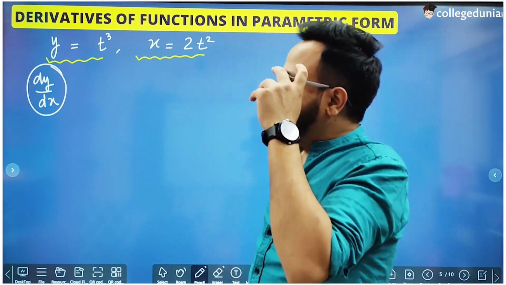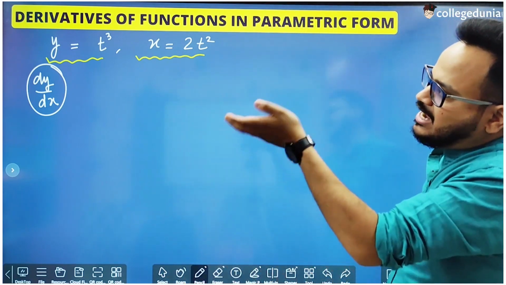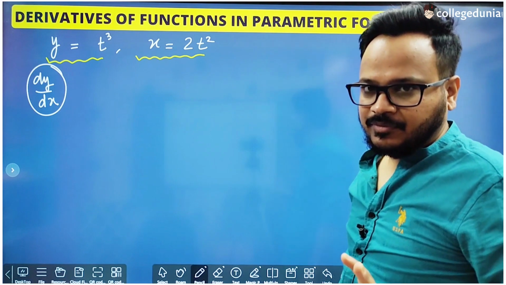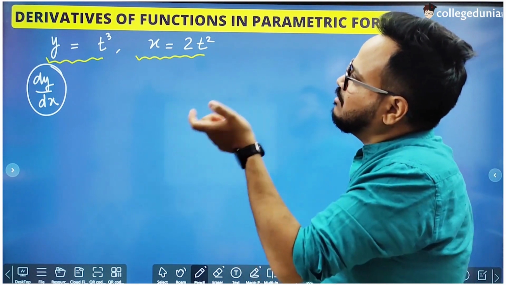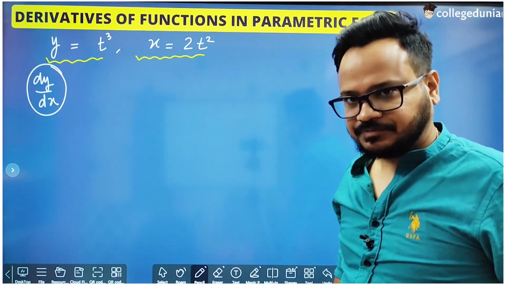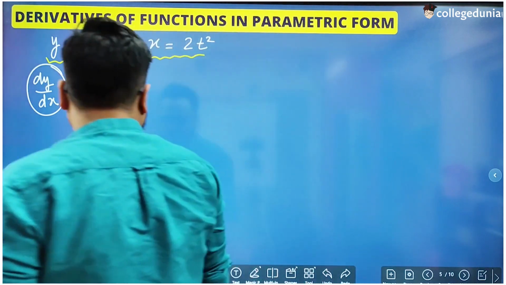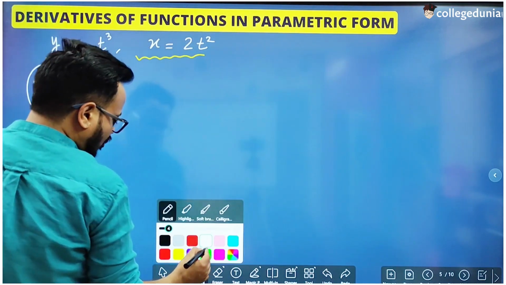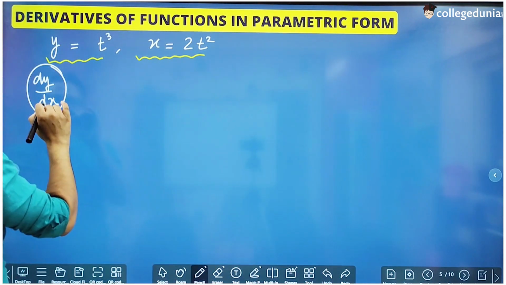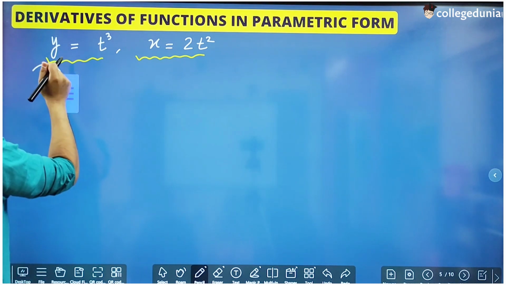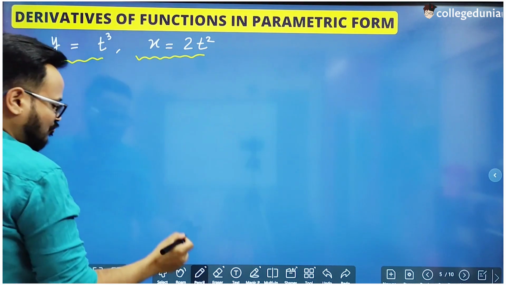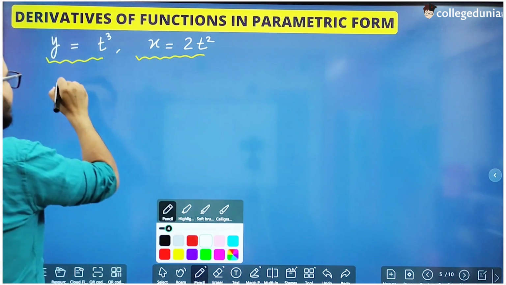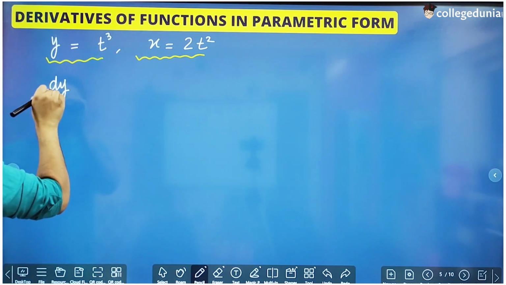But y is not present in terms of x, so what we will do is find the derivative of y in terms of t only, and we will find the derivative of x in terms of t also, and we will divide those two to get the value of dy over dx. Okay, so let us first differentiate this y in terms of t.